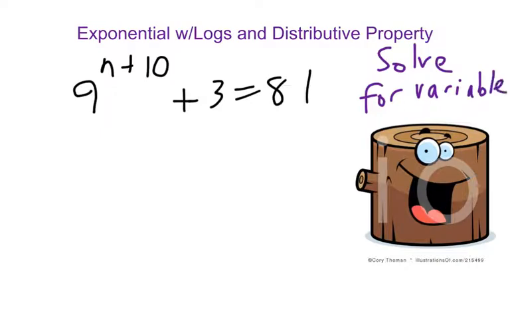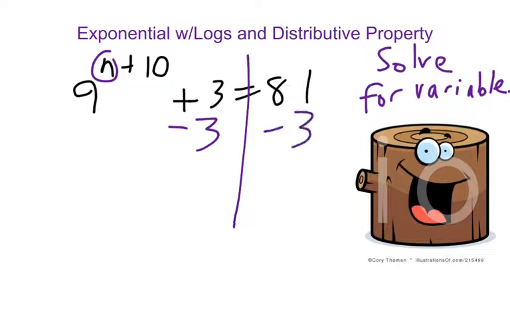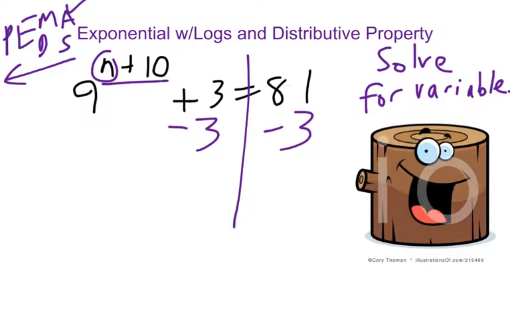So if I want to solve for n, I need to get n by itself, which means I need to kick out everything else. Well, I'm adding 3, so I'm going to subtract 3 first. Because if I'm doing PEMDAS backwards, when I solve equations, doing PEMDAS in reverse, I do add and subtract first. And notice the n plus 10 is part of the exponent. I'm going to do that almost last, right? That's one of my last steps that I do.